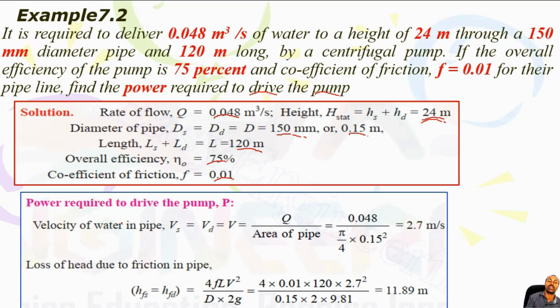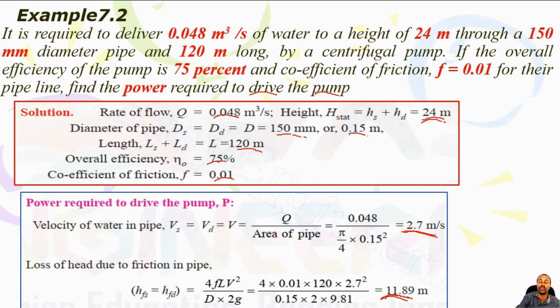So first, the power required to drive the pump, P. You have to compute another parameter, which is the net head available. So first, the velocity of water in suction and delivery equals flow rate over area of the pipe. Then we get this value, 2.7 meter per second. Loss of head due to friction in pipe according to the Darcy-Weisbach equation, we have 4fLv² over 2gd. So we have 11.89 meters. So this is the loss.